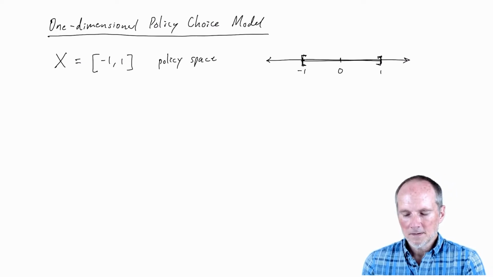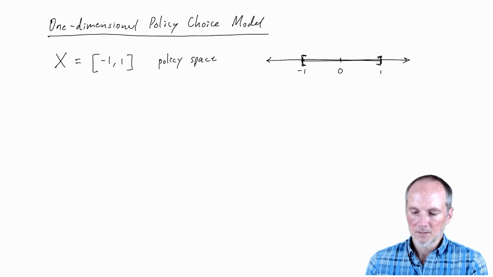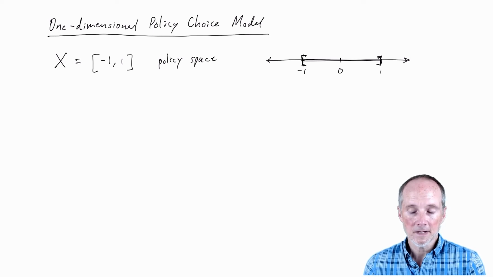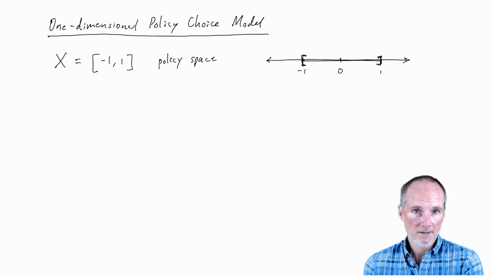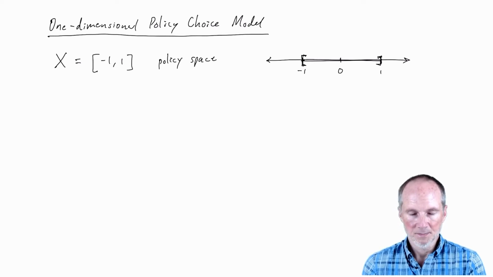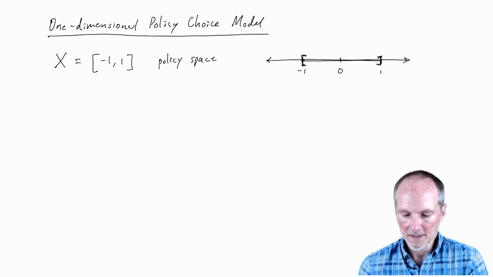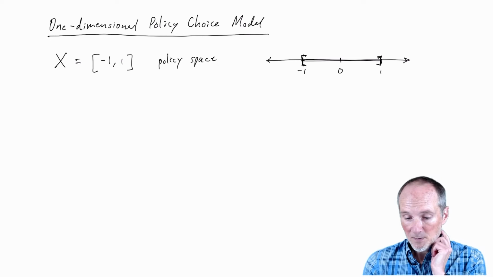It's really not critical for the model that this be an interval. It could be the entire real line, or if you want it to be an interval, it could go from 0 to 1 instead of -1 to 1. These are just modeling choices and don't really affect too much, if anything. So that's our policy space.